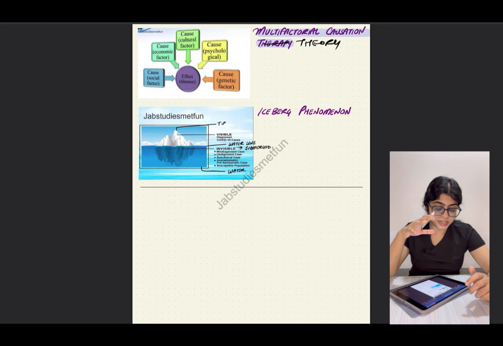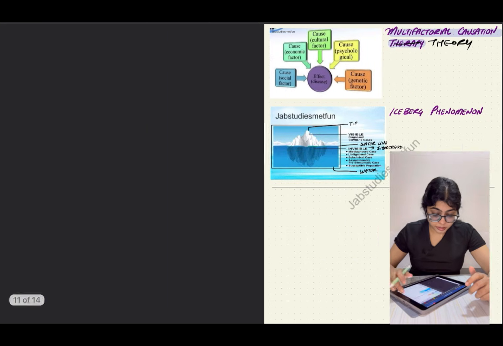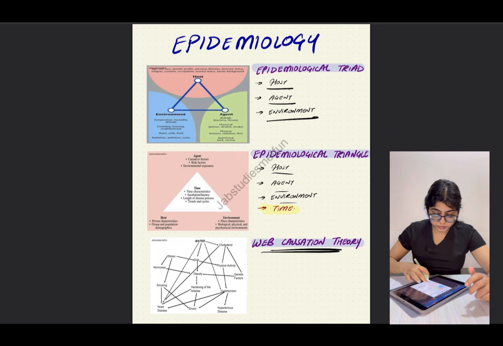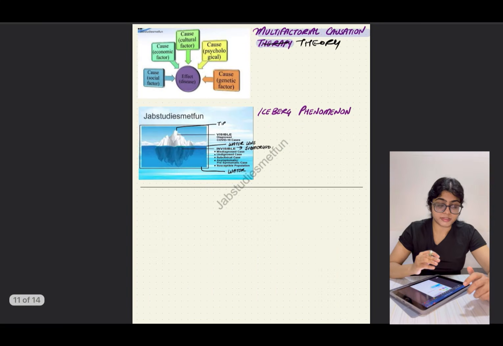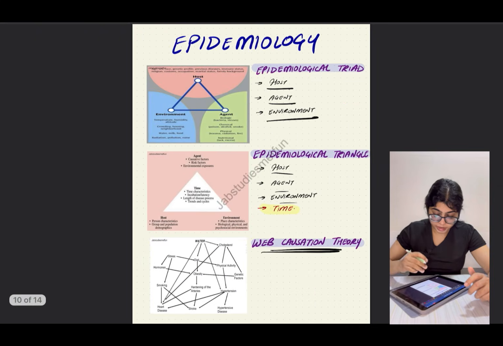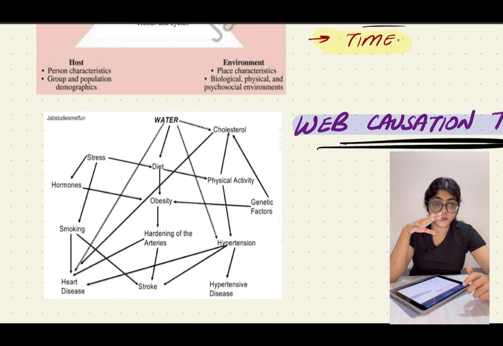In this, there can also be other factors. For example, their psychosocial condition, their economic condition, but it will directly impact the emergence of the disease. However, in web causation theory, the different factors or the different causes will affect each other, and ultimately they'll give rise to the disease. So multifactorial directly gives rise to the disease, as depicted in the image, and in web causation theory, you can see there is a web of different kinds of causes. You can remember it like that.